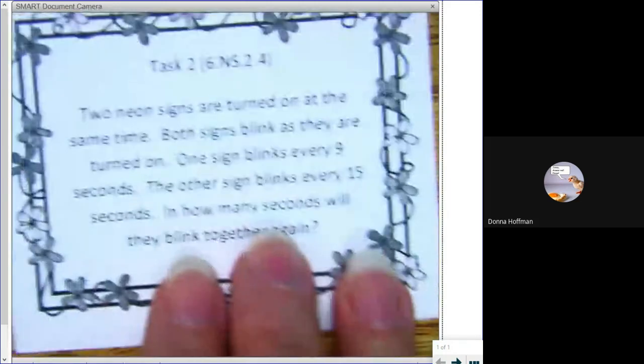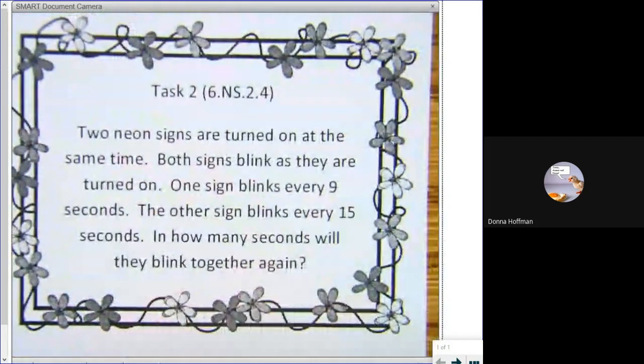Here's another one. Two neon signs were turned on at the same time. Both signs blink as they're turned on. One sign blinks every 9 seconds. The other sign blinks every 15 seconds. In how many seconds will they blink together again?